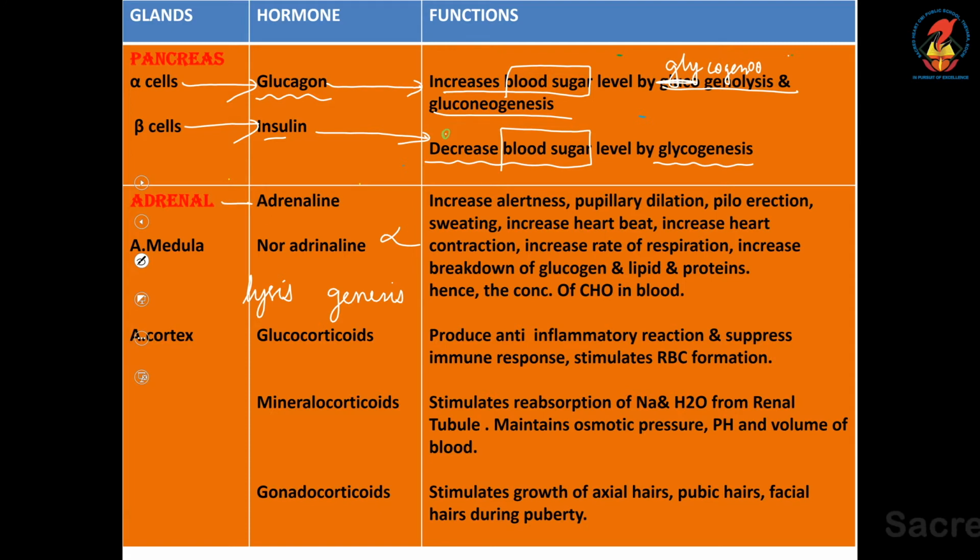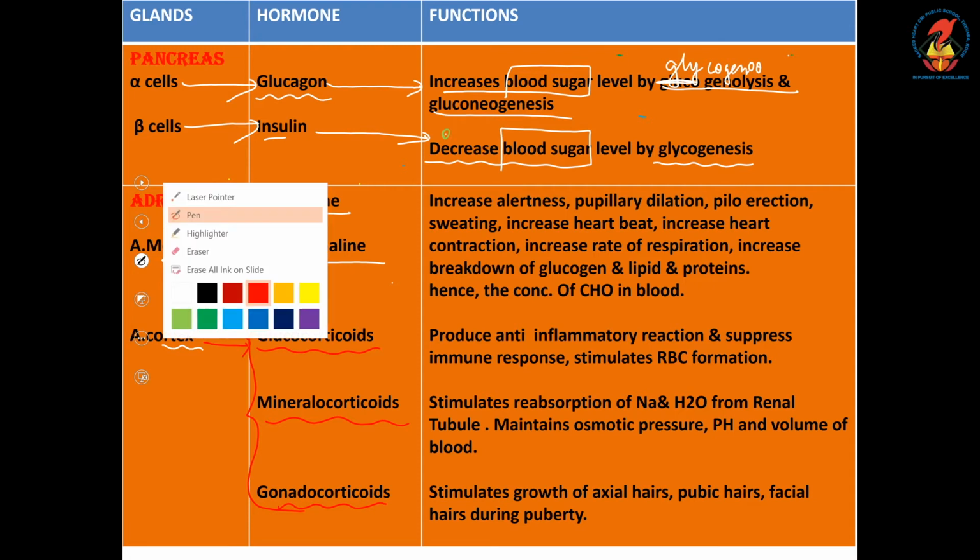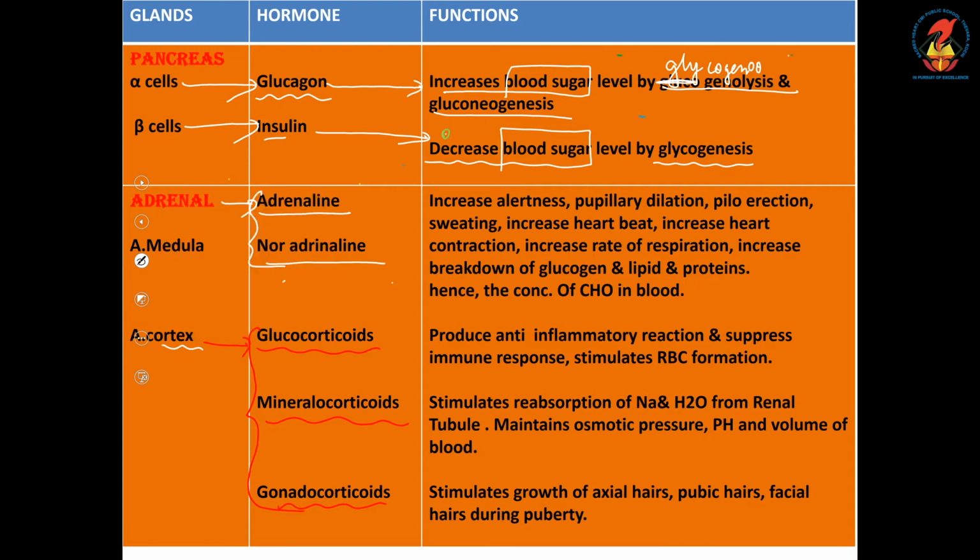Next, the adrenal glands. We know the adrenal glands are broadly divided into two zones, adrenal medulla and adrenal cortex. The adrenal medulla secretes adrenaline and noradrenaline. And the adrenal cortex secretes the three corticoids, namely glucocorticoids, mineralocorticoids and gonadocorticoids. So first let us look into the hormones secreted by the adrenal medulla, that is adrenaline and noradrenaline.